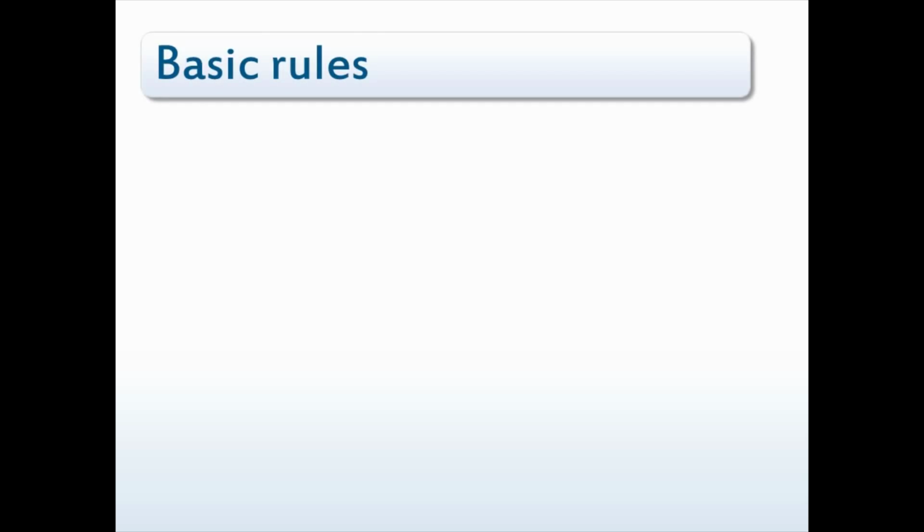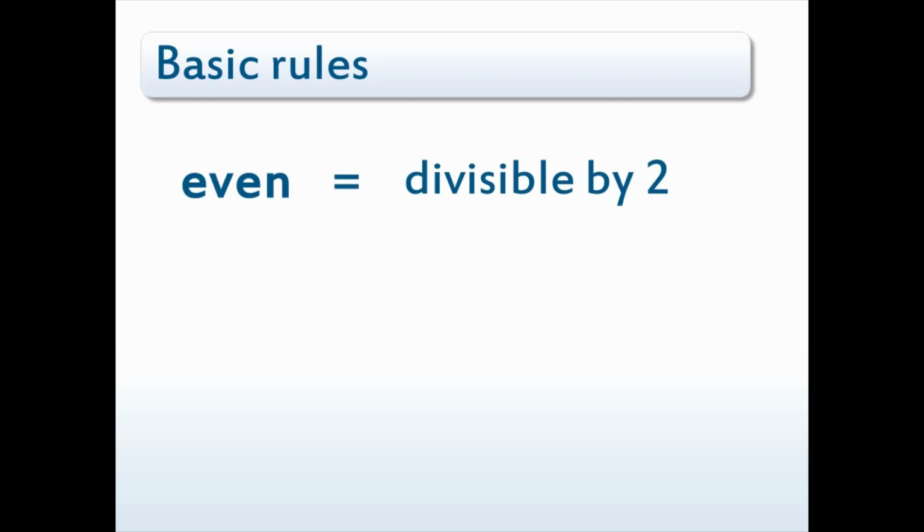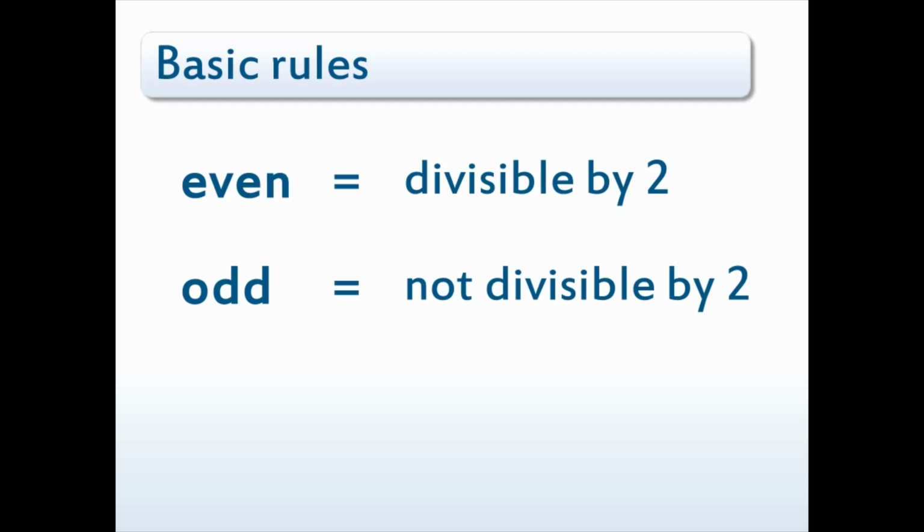The formal definition of an even number is an integer that's evenly divisible by 2. In other words, when the number is divided by 2, the remainder is 0. An odd number is just the opposite. It's a number that's not evenly divisible by 2.